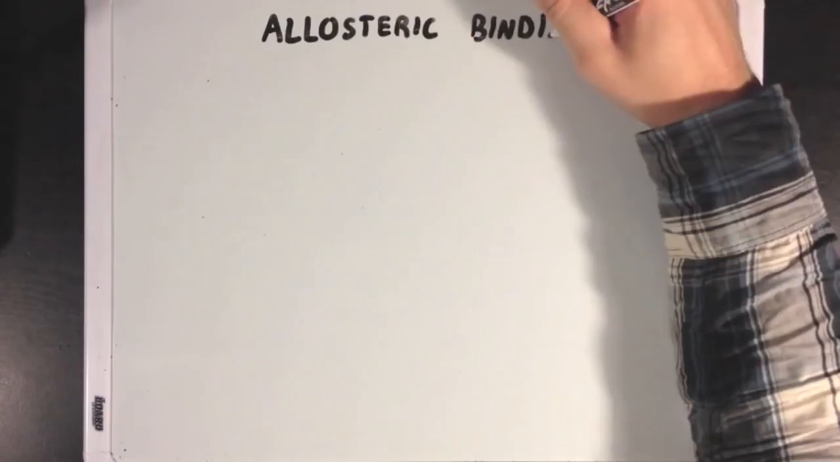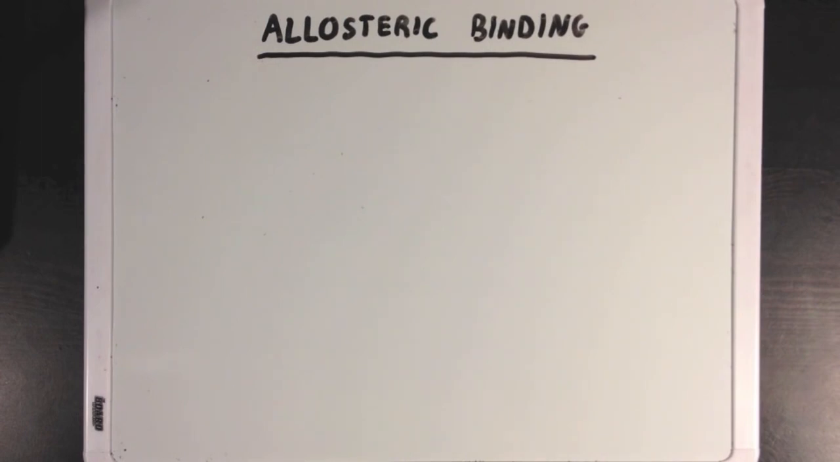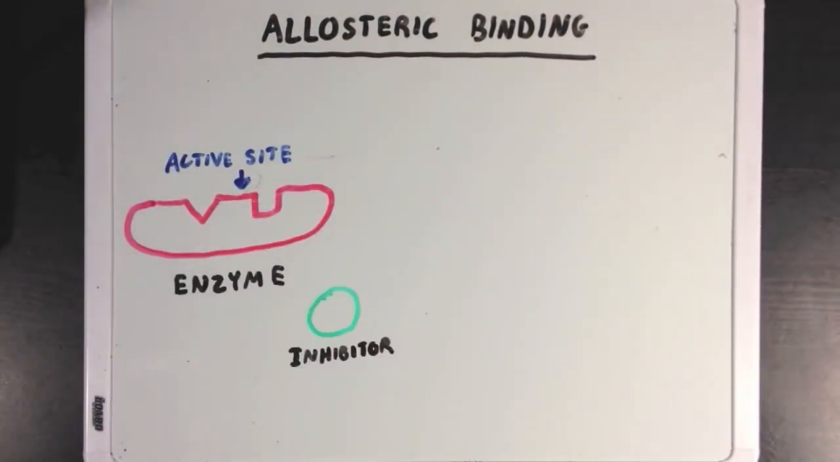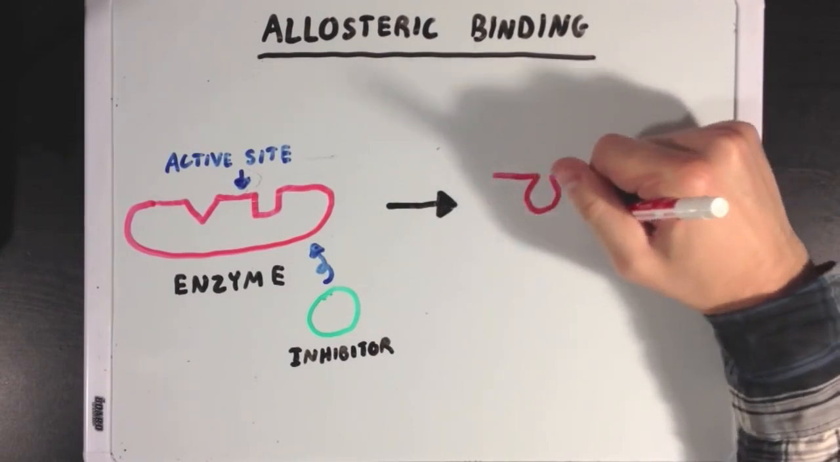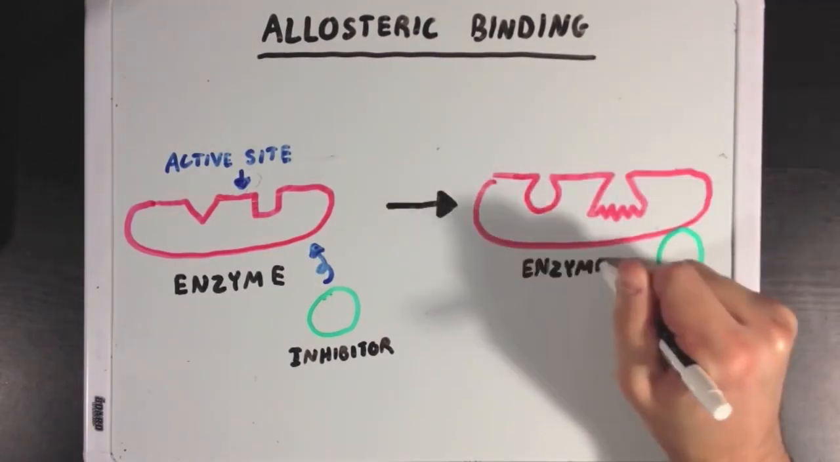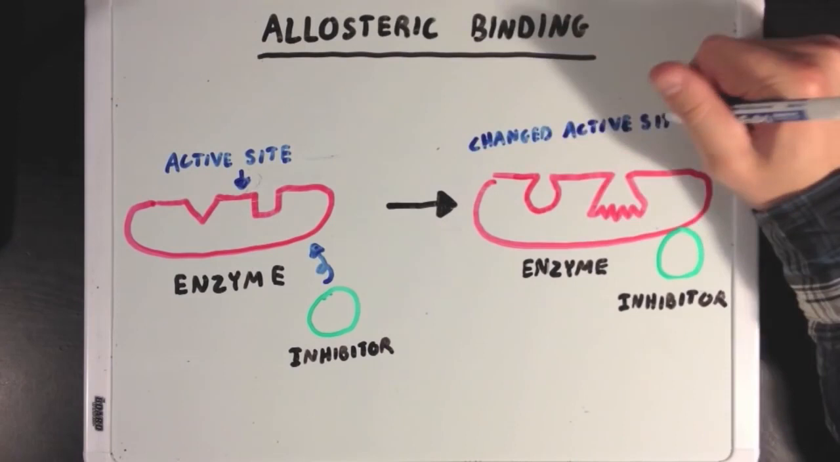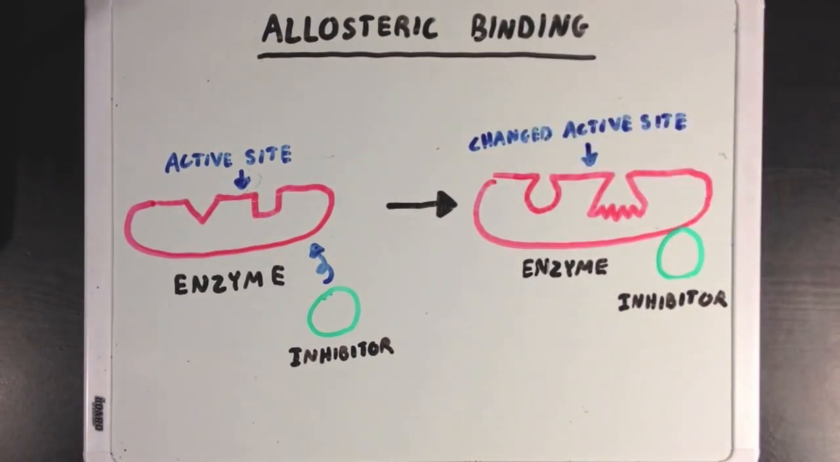Now, sometimes things will bind to enzymes at places other than their active sites, and we call this allosteric binding. So if we have an enzyme here with its active site, a regulating molecule, like an inhibitor, may bind the enzyme at a different location than the enzyme's active site. Now, when something binds to an enzyme like this, it usually has the effect of changing the shape of an enzyme in some way to affect its ability to catalyze reactions. So in this case, when an inhibitor binds the enzyme, it might change the shape of the active site, thereby inhibiting the enzyme as it's no longer able to bind its intended substrate, since they don't quite fit together anymore.